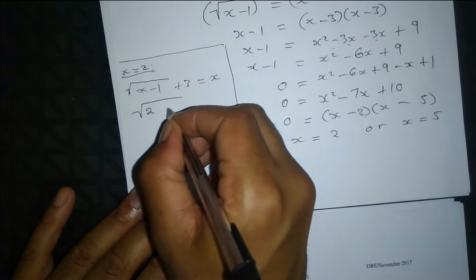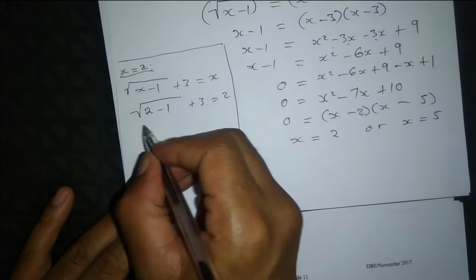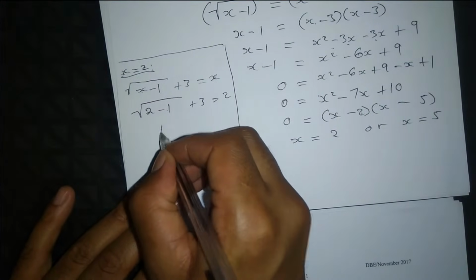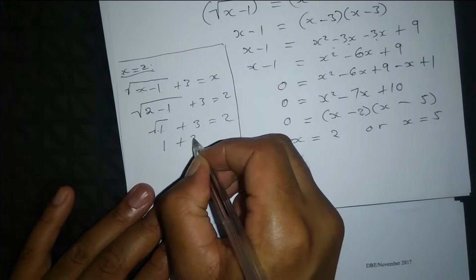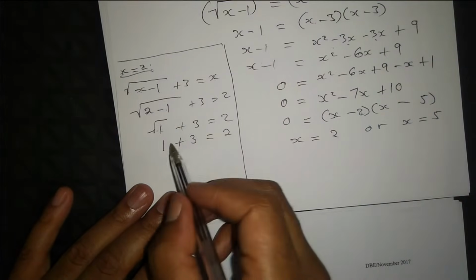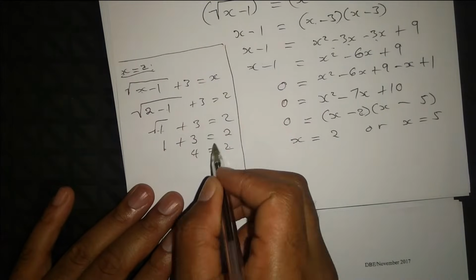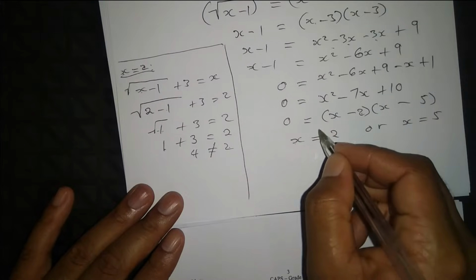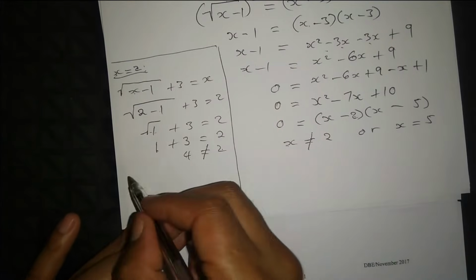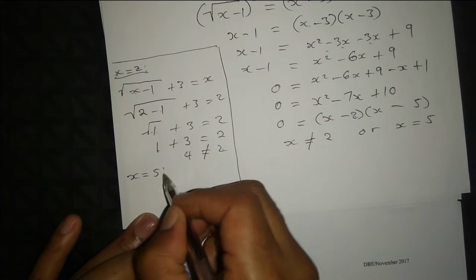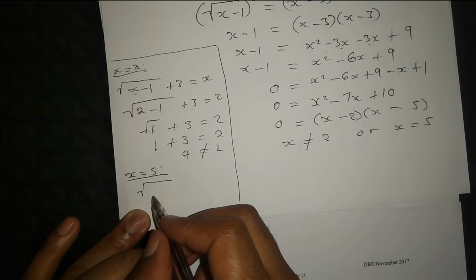Where there's an x, we substitute your solution. Start with 2, then we'll do 5. So what is 2 minus 1? It's 1. The square root of 1 is 1. So here it's 1 plus 3, equal to 2. 1 plus 3 is 4, and we get 4 equal to 2. So x equal to 2 is not a solution, because the equation doesn't balance.